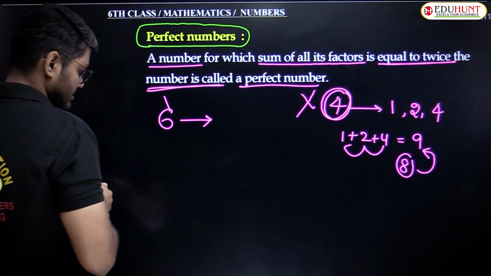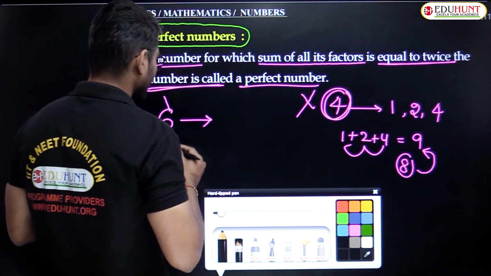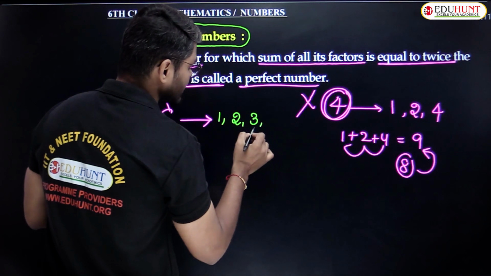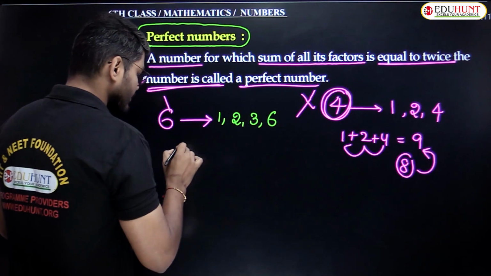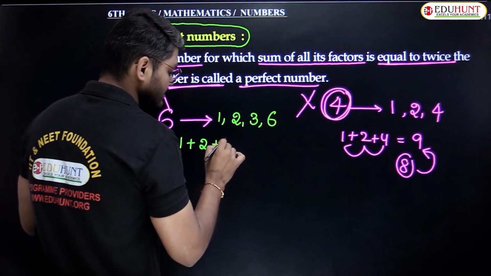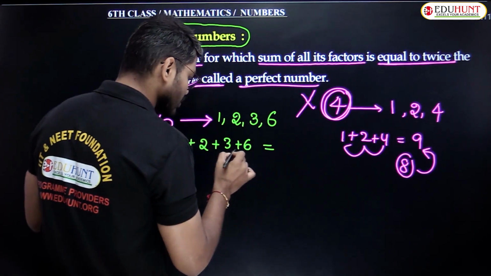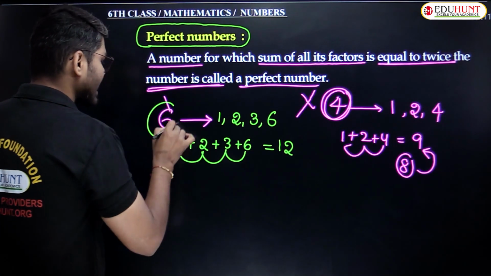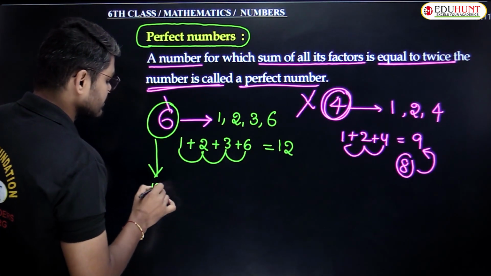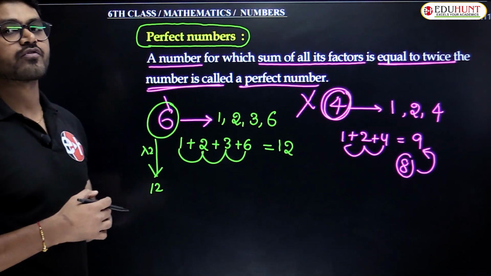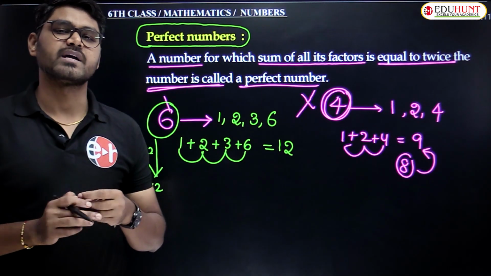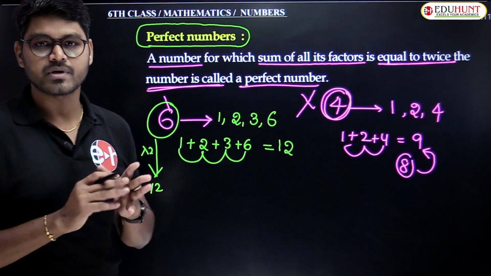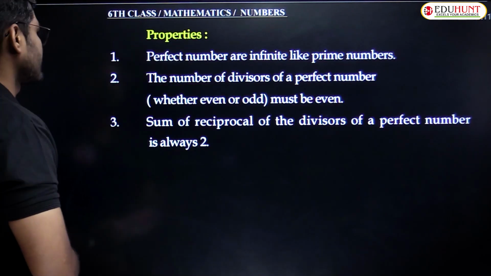Let's check 6. What are the factors of 6? 1, 2, 3 and 6. The sum 1 plus 2 plus 3 plus 6 is equal to 12. This is exactly twice of 6. Therefore, 6 is a perfect number. The very first perfect number is 6. Did you understand what is a perfect number? Let's move on to the next one.